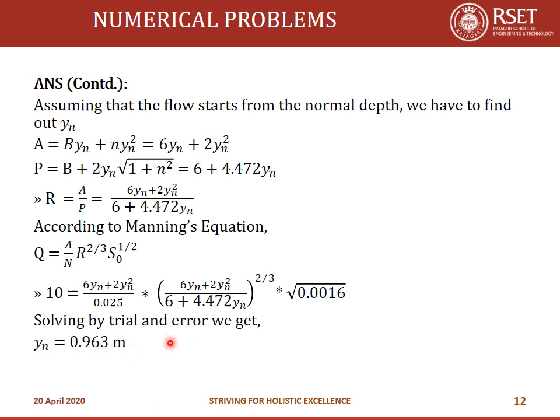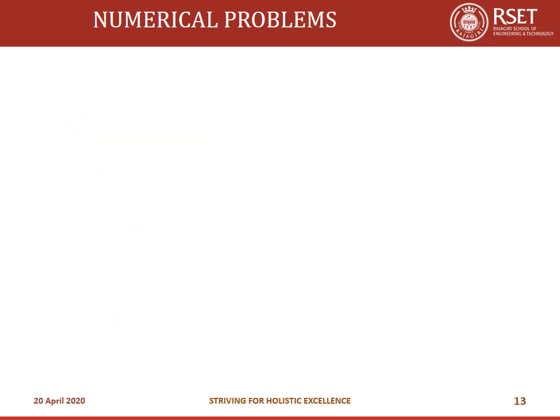You have to work out one whole page for this. I'm taking the short way around. I'm skipping that part and simply writing that I got the normal depth equal to 0.963 meter. So now we can start with our direct step computation.